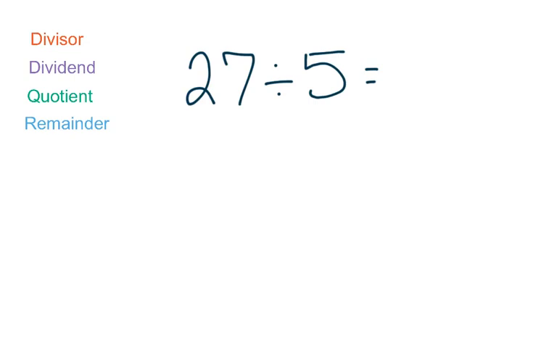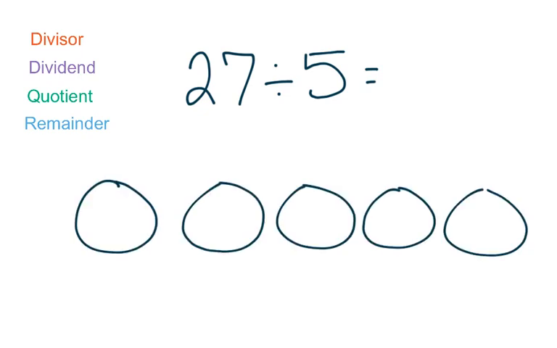One way that we can solve this problem is by drawing a picture. Our 5 represents our equal pieces, so we can draw 5 circles. We're going to split our 27 into 5 equal groups. One way that we can do that is by starting to separate those 27 out. So I'd count by 5s and I'd put a dot in each of my circles.